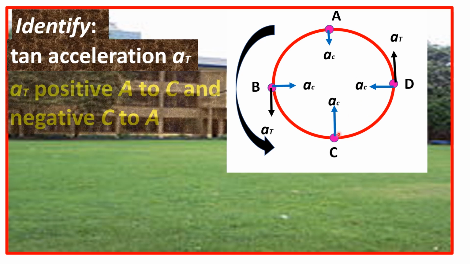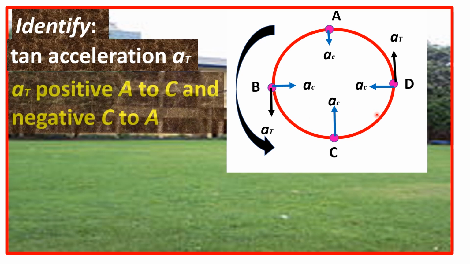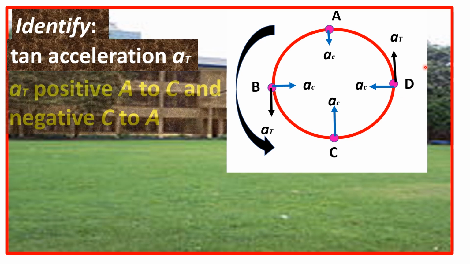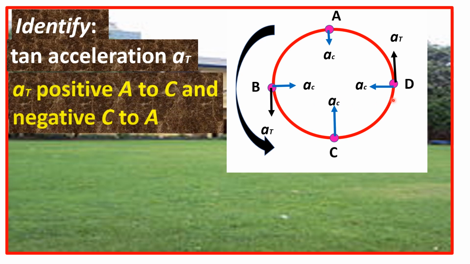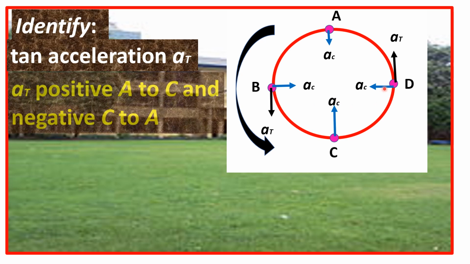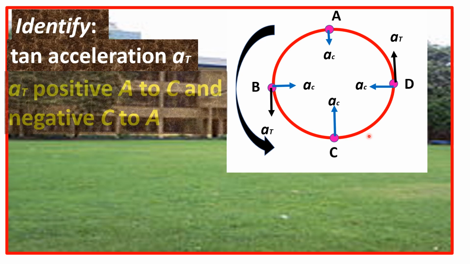This is because the direction of the force of gravity at these points A or C is perpendicular to the tangential velocity at these points. So, the force of gravity does not cause a change in the magnitude of the tangential velocity.